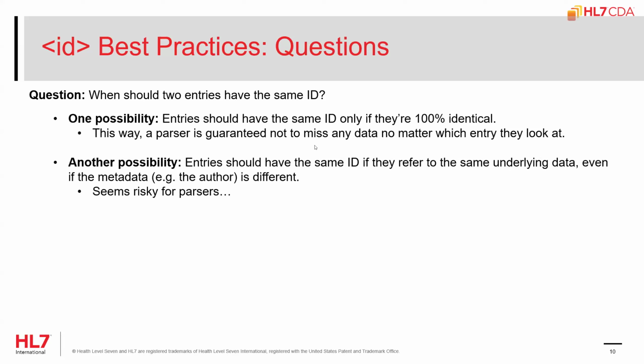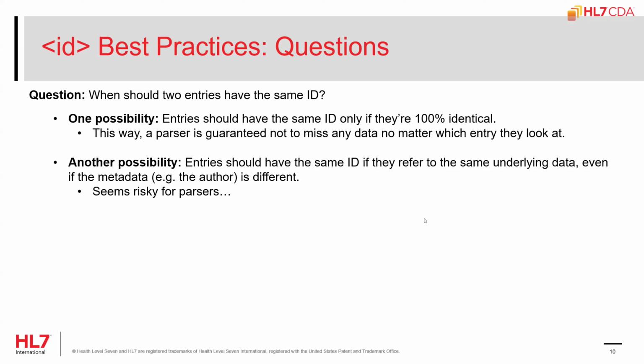So what that leads to, like I said, Lisa and Shamil, this is exactly where I think your questions were headed. Also, when should two entries have the exact same ID? One possibility is you could say they should only have the same ID if they're 100% identical, which means that no matter which entry a parser looks at, they're guaranteed not to miss any data. This first possibility is the strictest one. It's clean, and it makes parsing easy.